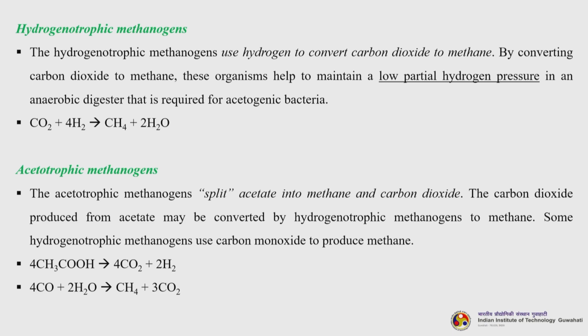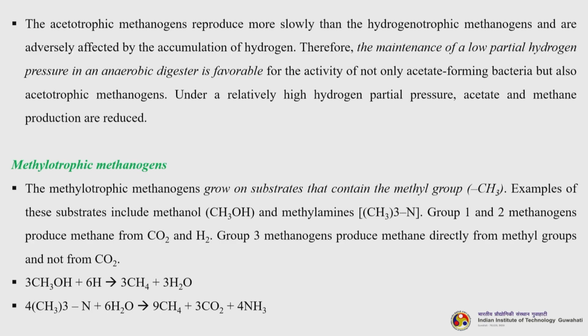Now, the acetotrophic methanogens split acetate into methane and carbon dioxide. The carbon dioxide produced from acetate may be converted by hydrogenotrophic methanogens to methane. Some hydrogenotrophic methanogens use carbon monoxide also to produce methane. So, this is the reaction: acetic acid gives us methane and carbon dioxide, and 4 carbon monoxide plus 2 water react to give methane and 3 carbon dioxide. The acetotrophic methanogens reproduce more slowly than the hydrogenotrophic methanogens and are adversely affected by the accumulation of hydrogen.